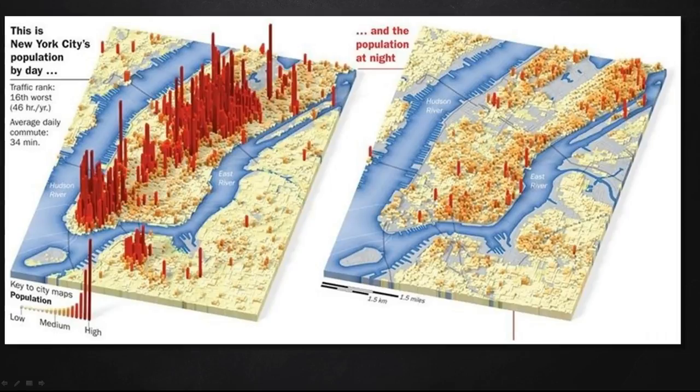So here's a great map illustrating daily circulation of workers. As you can clearly see, most people don't live in Manhattan, but they go there for work. On the left-hand side, the map is the population during the day, and on the right-hand side is the population at night. And the population is indicated by these red bars. So most people work there, they don't live there.